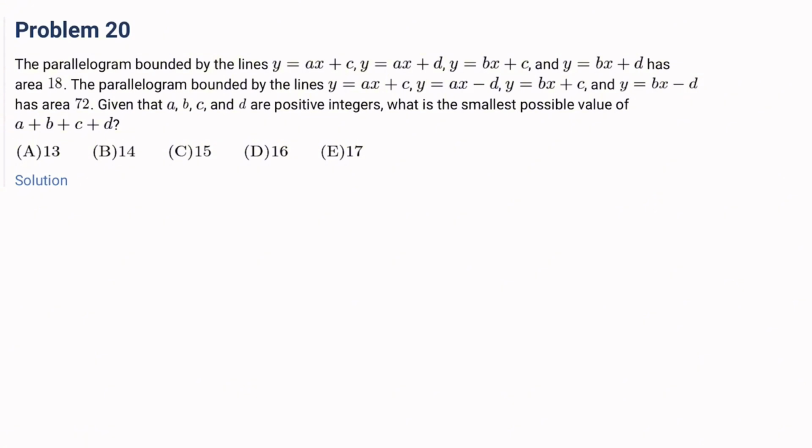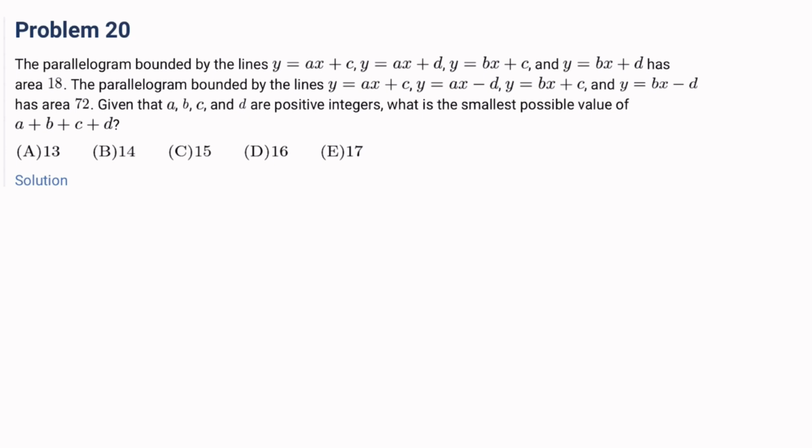Problem number 20. The parallelogram bounded by the lines y equals ax plus c, y equals ax plus d, y equals bx plus c, and y equals bx plus d has area 18. The parallelogram bounded by the lines y equals ax plus c, y equals ax minus d, y equals bx plus c, and y equals bx minus d has area 72. Given that a, b, c, and d are positive integers, what is the smallest possible value of a plus b plus c plus d?